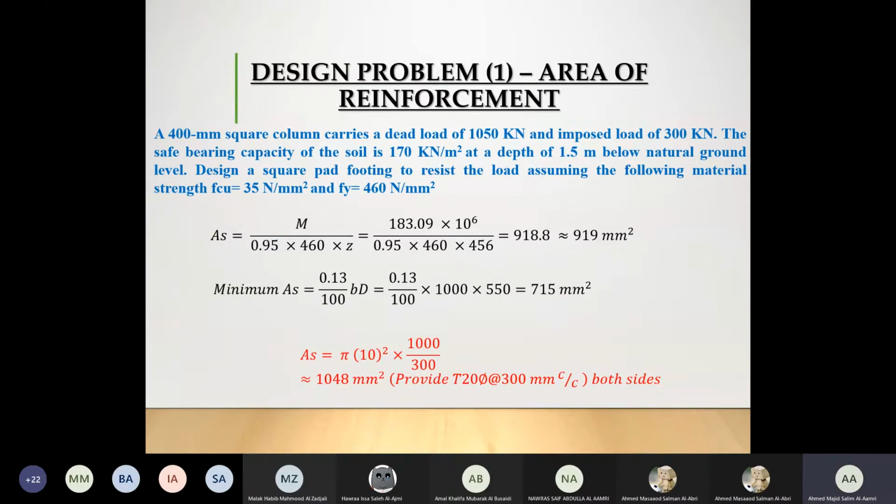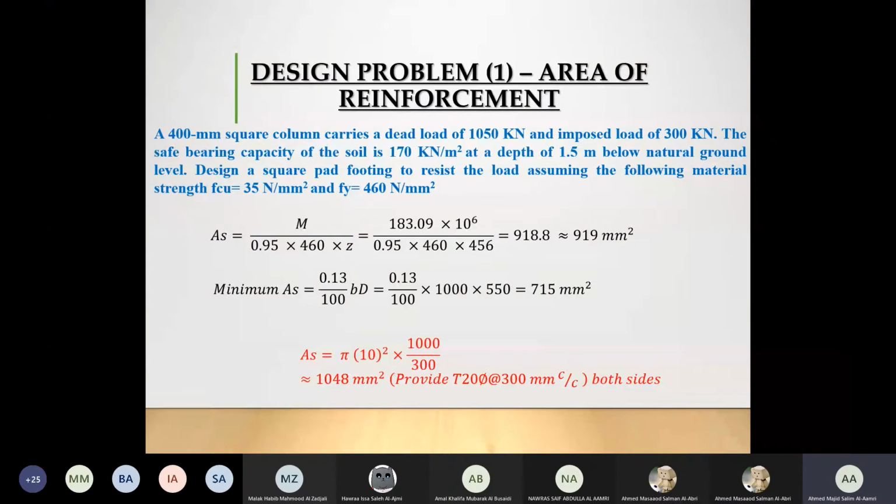AS minimum is going to be 0.13% B into D capital, since foundations are designed similarly to slabs, where B is 1000. We have assumed from the beginning that our width is going to be 1000, similar to the slabs. Depth has been assumed from the beginning to be 550. So now we have AS required to be 919, AS minimum to be 715. From these two, we take the highest. My required area is more than the minimum, so we are adopting the required value.